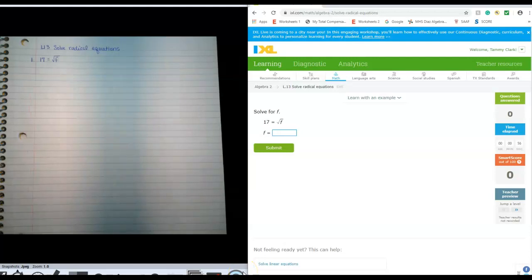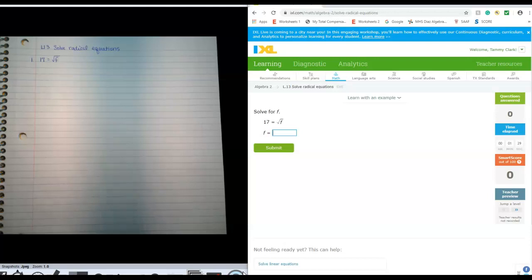So now we're going to look at solving radical equations. If you notice in a previous video, we looked at taking the square root or the root of a number. Here we're going to reverse that order. So instead of taking the square root, we're actually going to raise the number to the power of 2, in this case, to get rid of the square root to find out what the variable actually was.